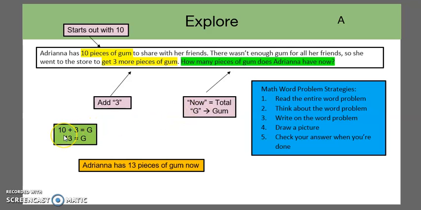So when we set up our problem, we have 10 plus 3 equals G. 10 plus 3 gives us 13. 13 equals G. And again, the G is important in the context of this problem because it tells us that right now, Adriana has 13 pieces of gum. Adriana has 13 pieces of gum now. Okay, we're going to look at a second problem.